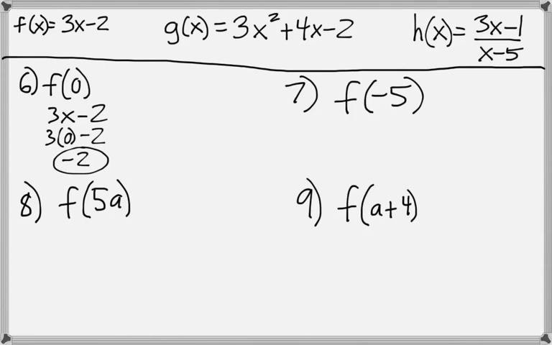With 7, it says f of negative 5, which again means that we're still dealing with the f function. So I don't even care about the g function, I don't even care about the h function. And I'm plugging in negative 5. So 3 times negative 5 minus 2 is going to be negative 15 minus 2, which is negative 17.